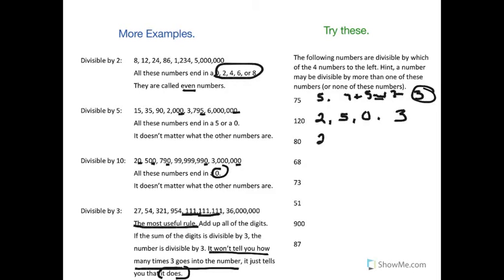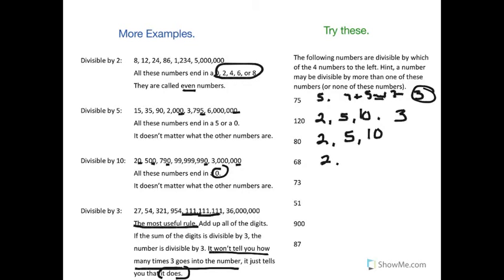80, it's even. It ends in a 0, so 5. Oops, 10. 8 plus 0 is 8. No, 3 doesn't go in. 68, it's even. Let's see.